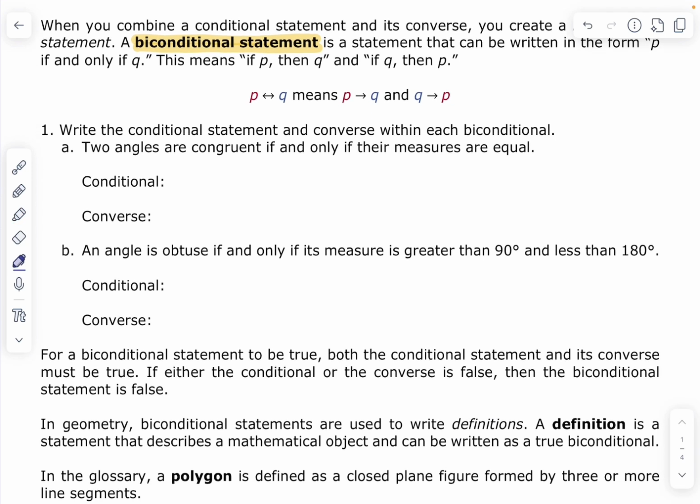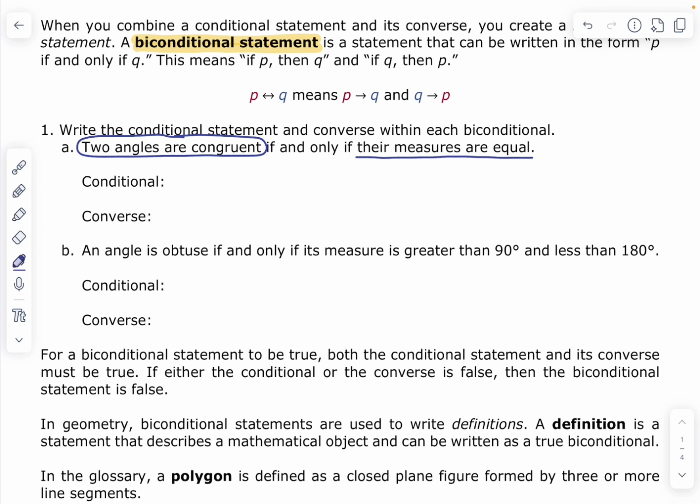It asks us to write the conditional statement and converse within each biconditional. So we're given two angles are congruent if and only if their measures are equal. So let's first identify our hypothesis and our conclusion. Our hypothesis, if we're going from left to right, would be two angles are congruent. And our conclusion would be their measures are equal. Okay, so when we're writing our conditional, remember it's if our hypothesis, then our conclusion. And when we write our converse, we flip our hypothesis and our conclusion there.